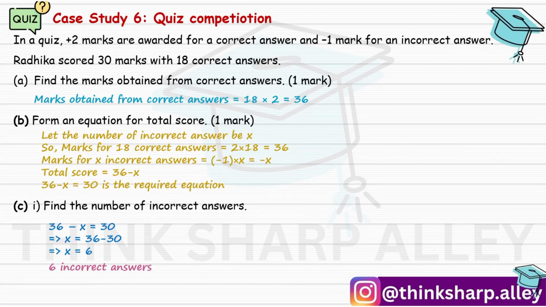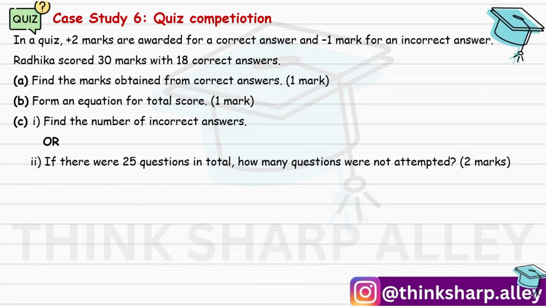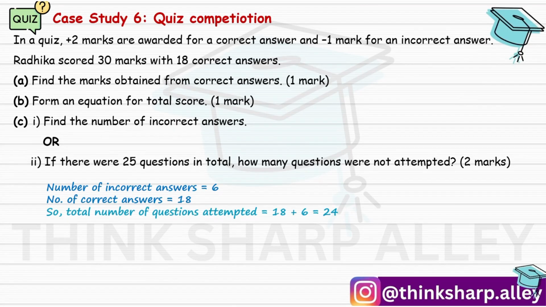Moving on to part 2 of this question. If there were 25 questions in total, how many questions were not attempted? So first let us find out how many she has attempted, correctly or incorrectly. So it's already given that she has attempted 18 correct answers. And we have found out in the previous part how many incorrect answers she has given. That was 6. So the total number of questions attempted is 18 plus 6, 24. And out of 25 questions, she has not answered only one question, because 25 minus 24 is 1.